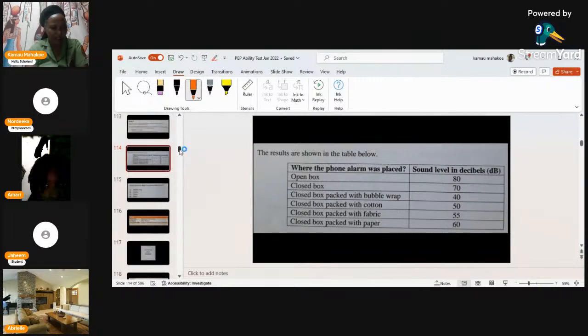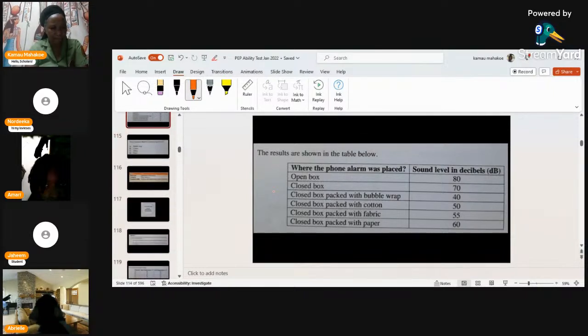Do you understand, students, what we're saying? Yes, miss. So we're testing to see which of these materials are better or best at soundproofing. So we're measuring the sound that's coming out of the box, and we should find that the one with the lowest decibel has the material that is best at keeping the sound in. So which one then would we say is the best material for soundproofing?